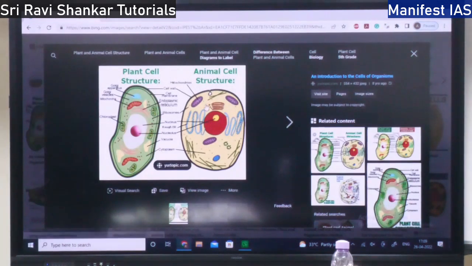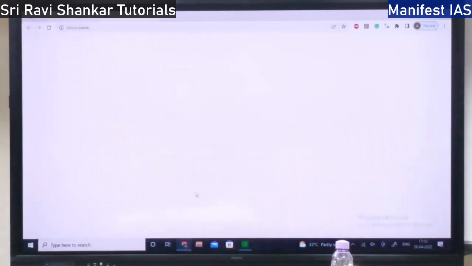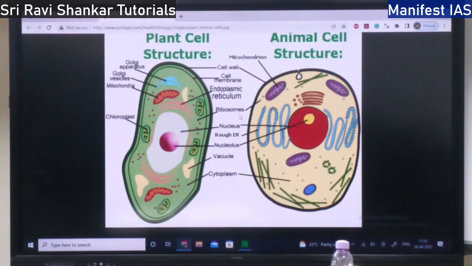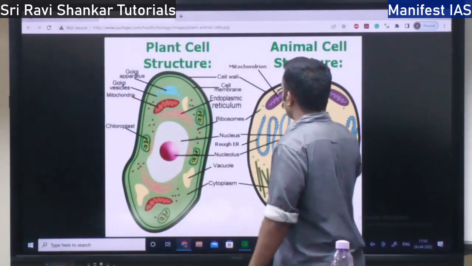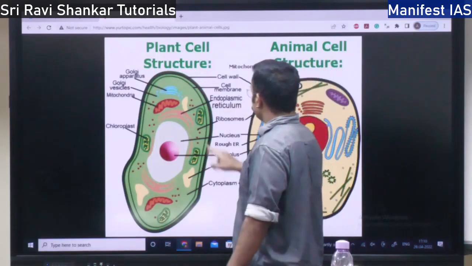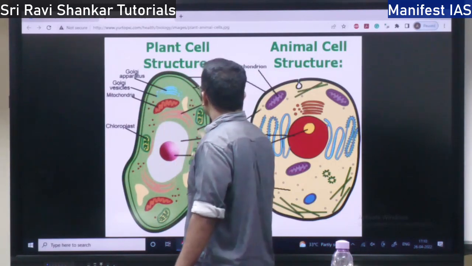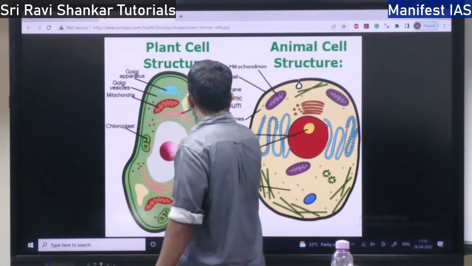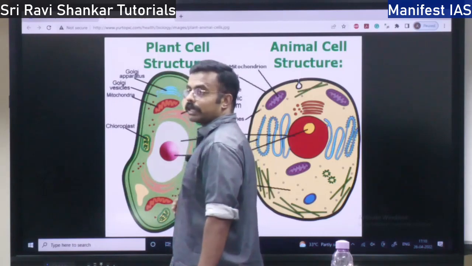See, is it visible? Okay. See, this is a plant cell, this is an animal cell. It is more round, this is more elongated. So in this you know, right? Golgi apparatus, mitochondria, powerhouse of the cell, right? Chloroplast. These are organelles with special functions. This is nucleus. Inside the nucleus you have nucleolus, vacuoles, cytoplasm. Cytoplasm is a kind of fluid.